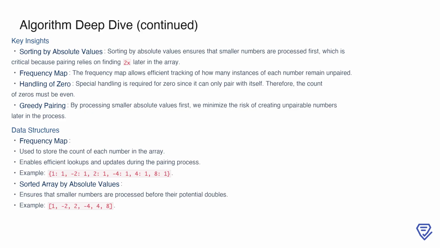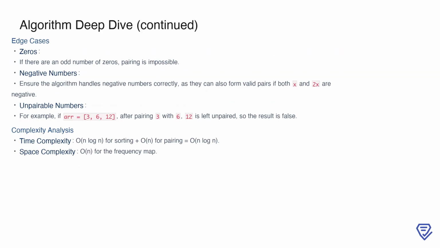The two main data structures used here are the frequency map, which provides efficient lookups and updates, and the sorted array by absolute values, which ensures the correct processing order. For example, with the array 1, -2, 2, -4, 4, 8, these structures work together seamlessly to facilitate the pairing process. When analyzing edge cases, there are several scenarios to consider. For zeros, if the count of zeros in the array is odd, pairing becomes impossible since zeros can only pair with other zeros. For negative numbers, the algorithm must ensure that they are handled correctly, as valid pairs can still be formed if both x and 2x are negative.